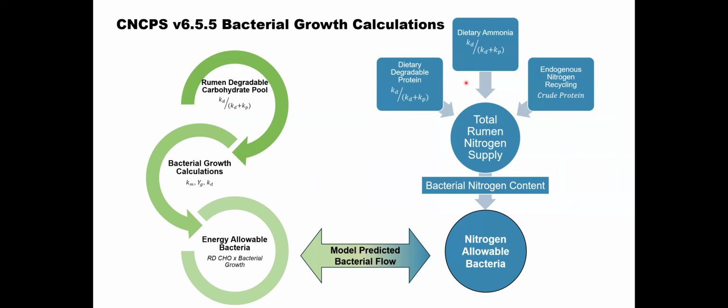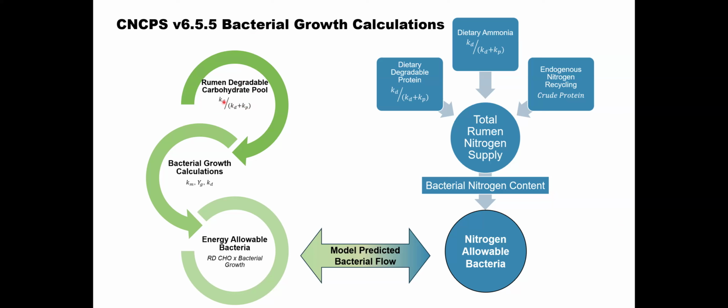If we look at the current setup, and this is a really nice slide here, this is 6.55. I just talked about the rumen degradable carbohydrate pool. For each one of those pools, whatever carbohydrate it is, we calculate the size of the pool based on the dry matter intake. Then we analyze the rate of digestion and calculate the rate of passage to get the extent of digestion.